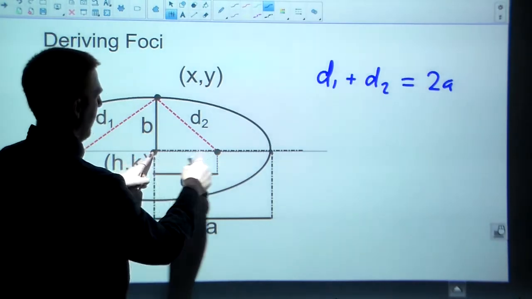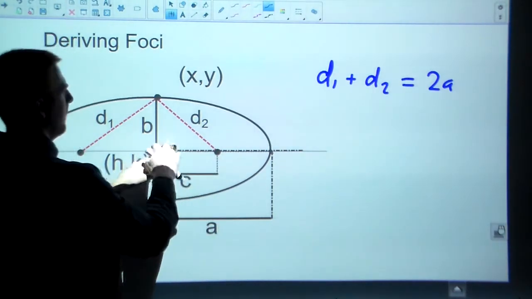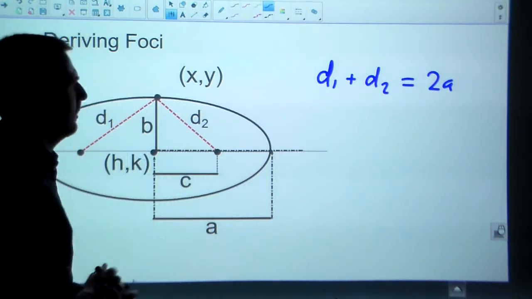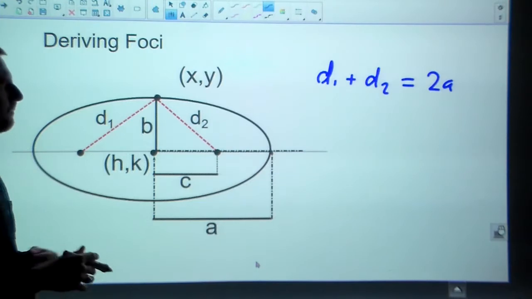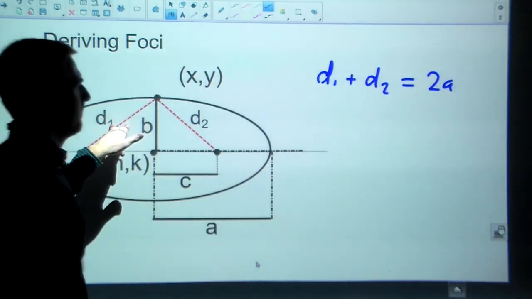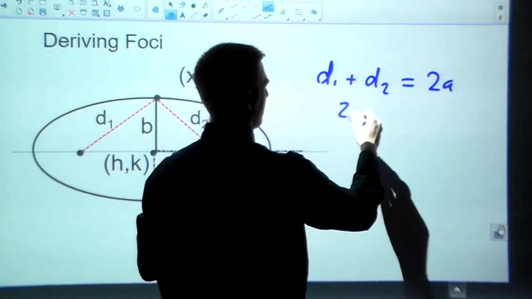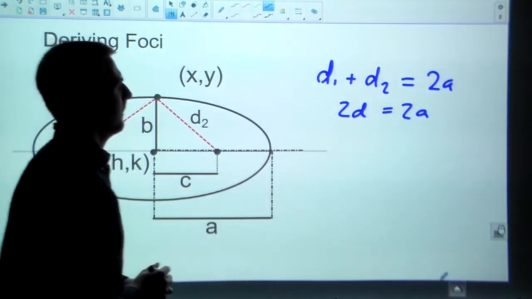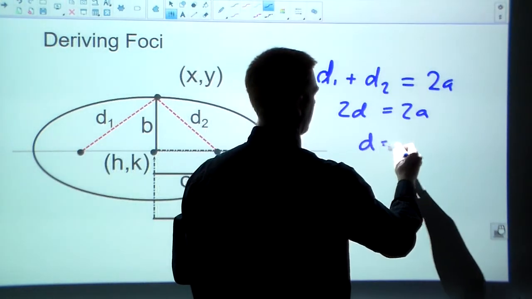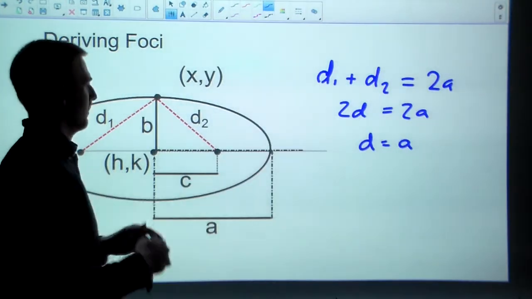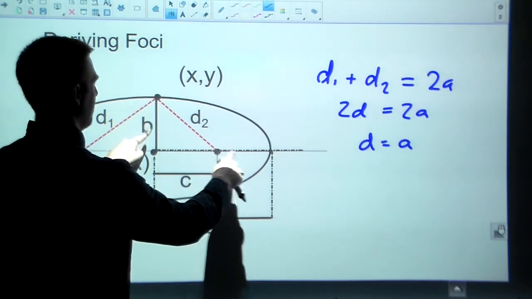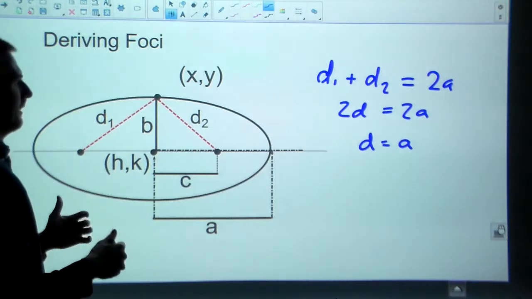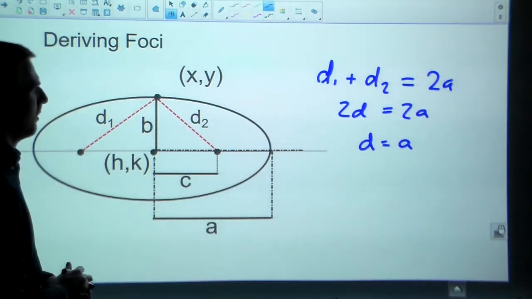So this length has to be c from the center to the focus. This length has to be b from center to the top of the minor radius, if you will. Before I do anything else, these distances are the same. So I'm going to go ahead and say that added together, they're just 2d, if you're okay with that. And so that means d has to equal a. Okay. So at this particular point, this distance has to equal that length right there. We don't need to really stretch it out to show that. The algebra is showing it, so let's continue on from that stage.